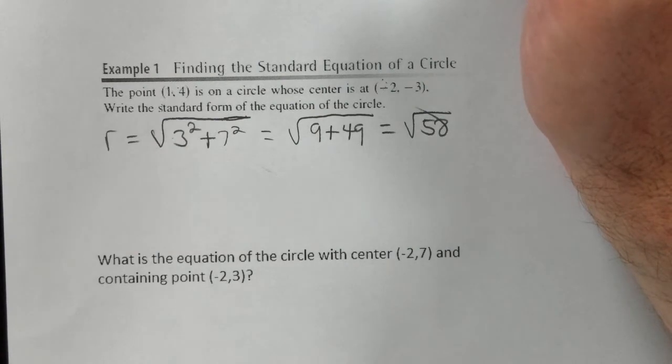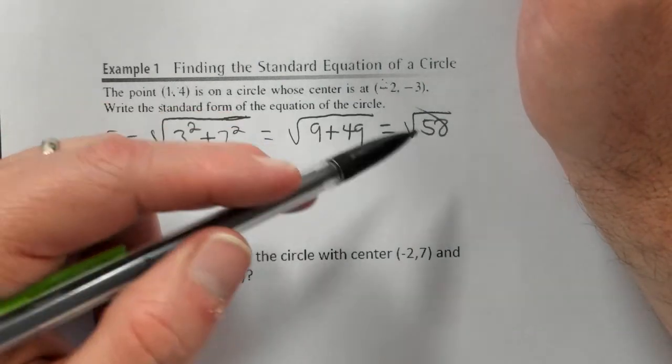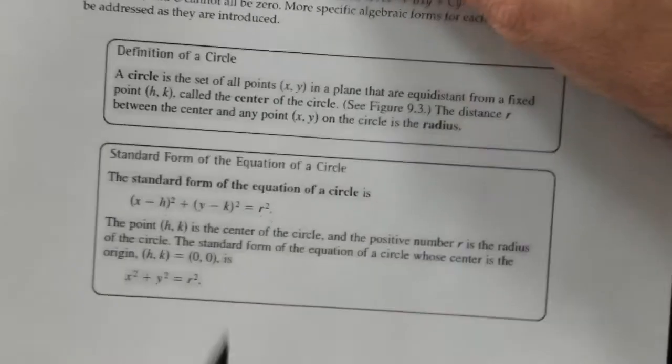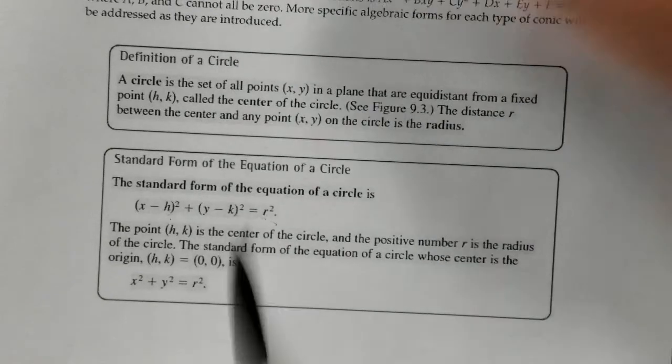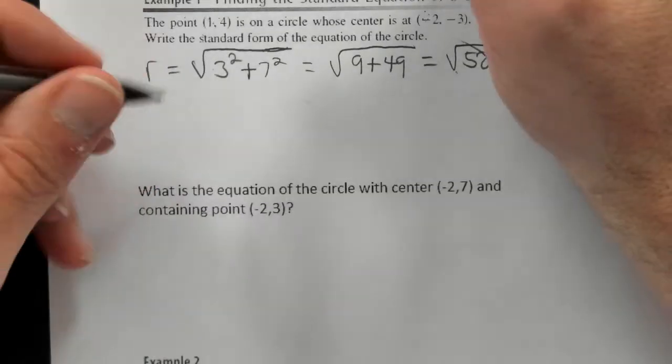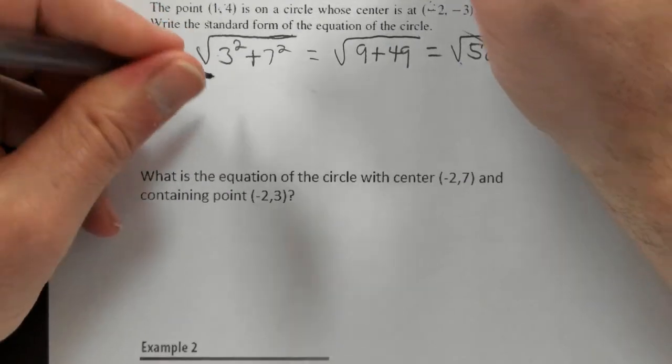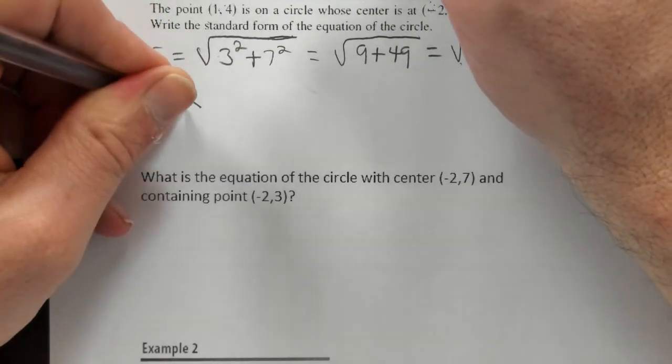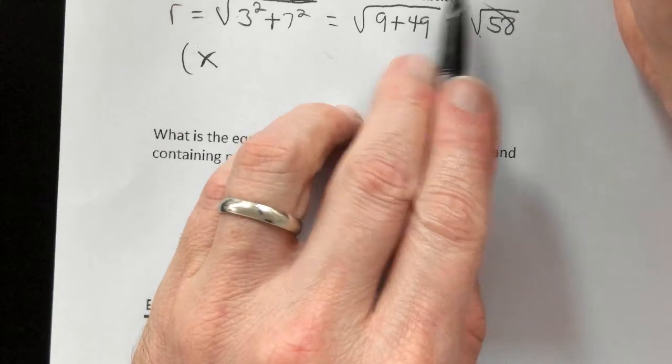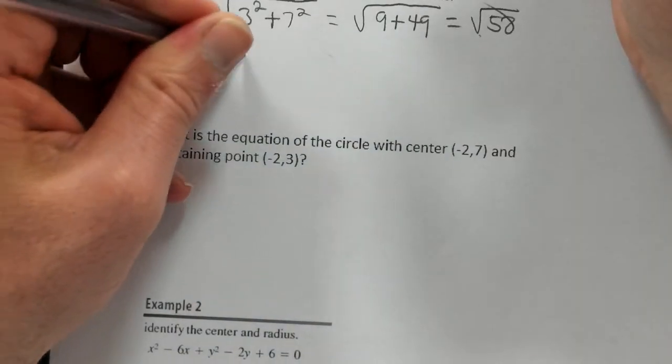Now I have everything I need to write the equation of the circle. I have the center and I have the radius. So the center goes here, the radius goes here. And so when we go to write it in, the equation of the circle now becomes x. And so here's my center. Minus 2 will change to plus 2.